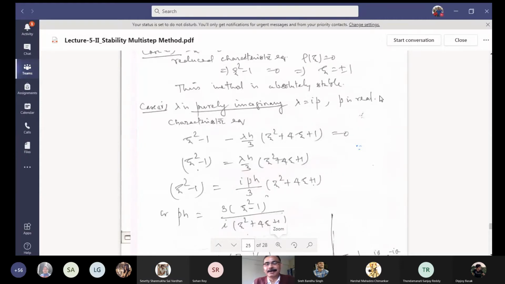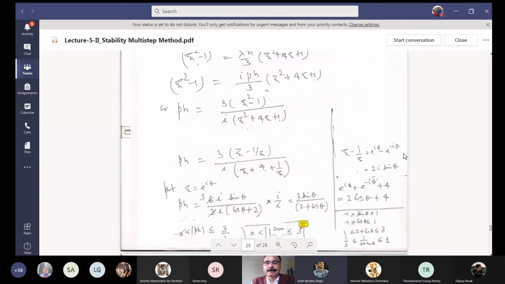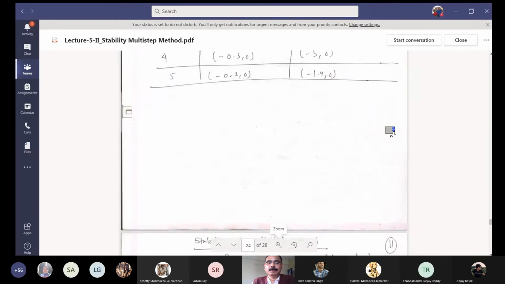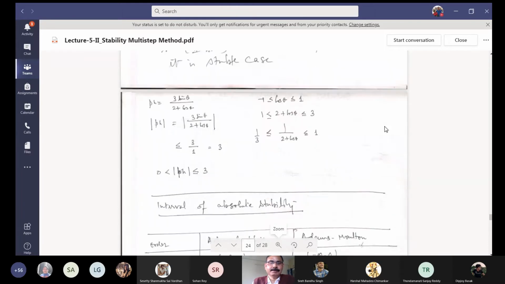Shall I explain how you get that, or have you all understood? Sir, please explain it. No, it's very simple. It was on the previous page basically. pH, you get 3 sine theta by 2 plus cos theta. You know that cos theta is greater than or equal to -1 and less than or equal to 1. Then 2 plus cos theta will be greater than or equal to 1 and less than or equal to 3.